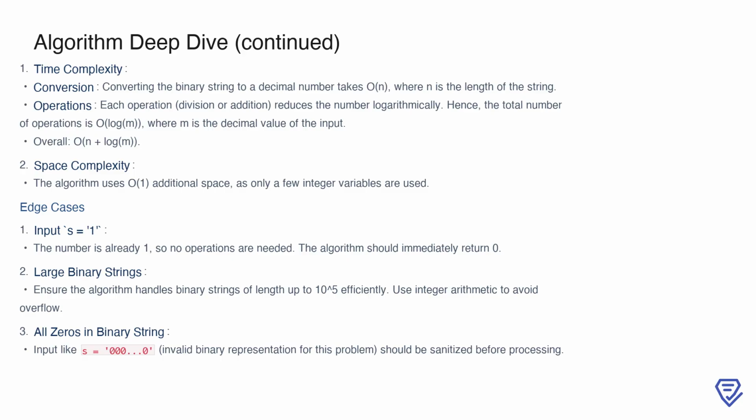To ensure correctness, we should also account for edge cases. For instance, if the input binary string is 1, the number is already 1, so no operations are needed, and the algorithm should return 0. For very large binary strings, the algorithm must handle inputs of up to 10^5 bits efficiently, which is achievable with integer arithmetic. Additionally, invalid inputs like binary strings consisting only of zeros should be sanitized before processing to avoid errors.